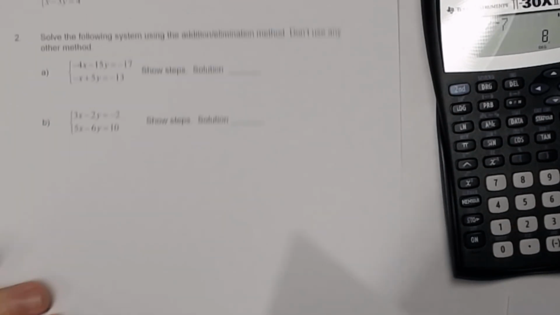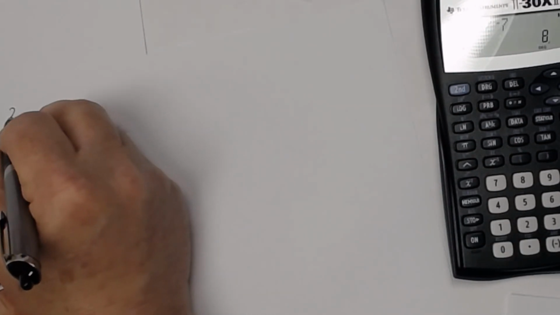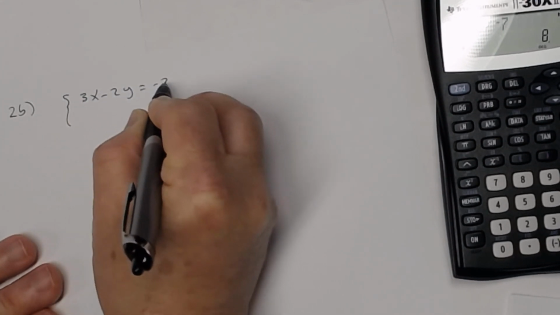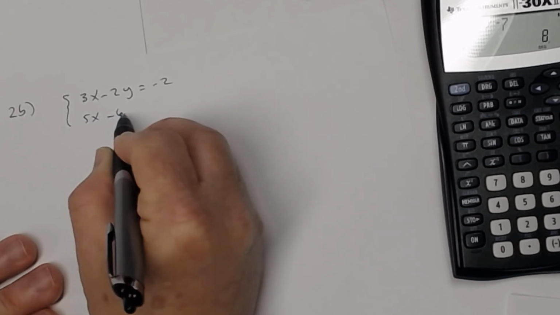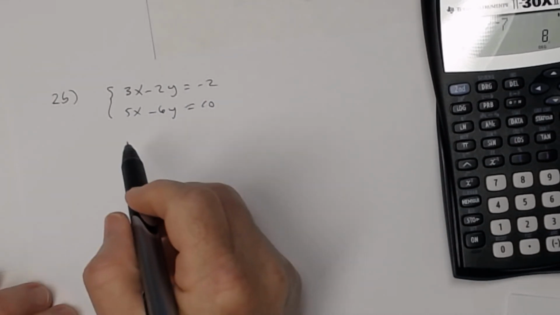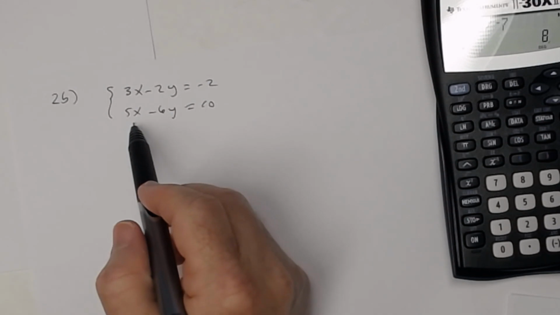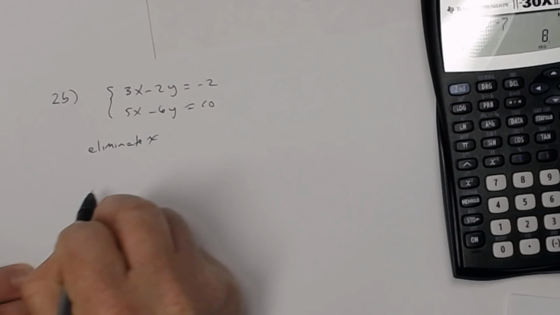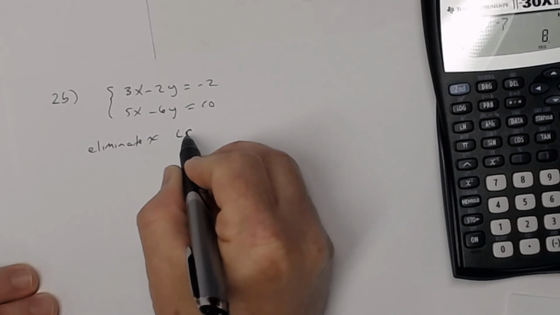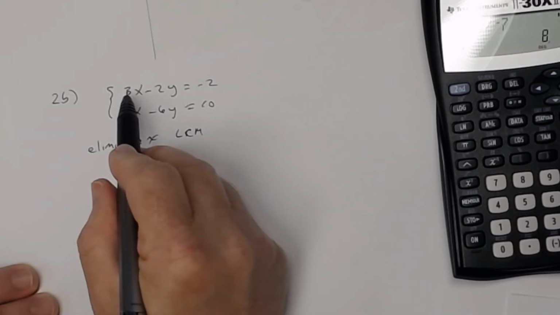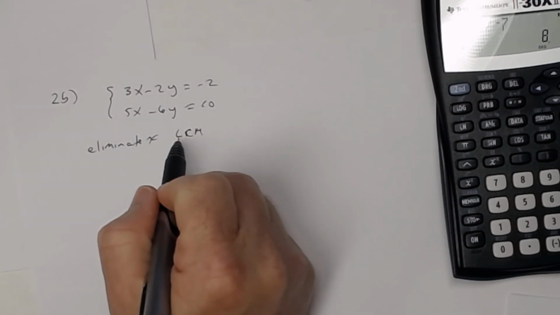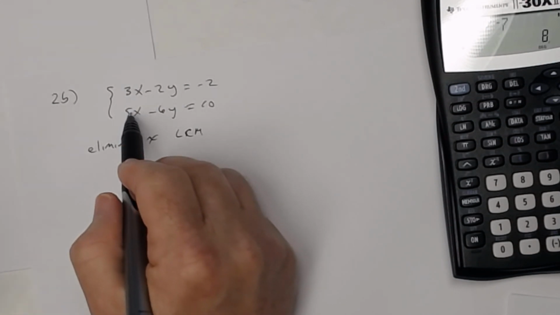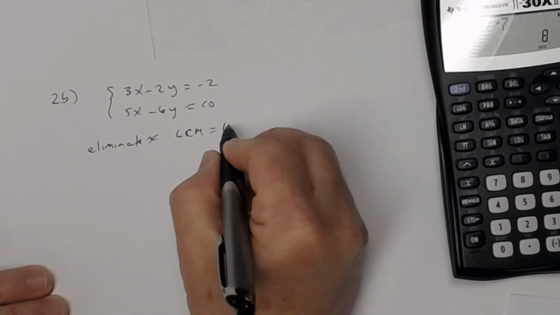All right, so let's go ahead and rewrite the problem. So this is 2b. I have 3x minus 2y equal negative 2, 5x minus 6y equal 10. All right, so let's suppose we want to eliminate the x's. If I'm going to eliminate the x's, remember the least common multiple. What's the smallest number that 3 and 5 go into? Always use the least. Makes things easier on yourself. Well, that's going to be 15, right?